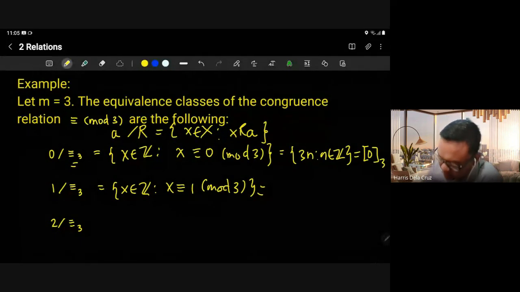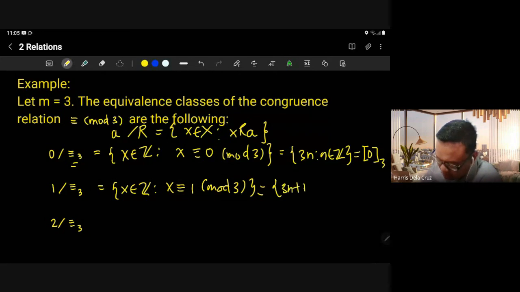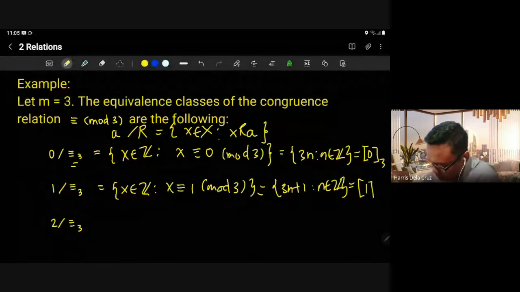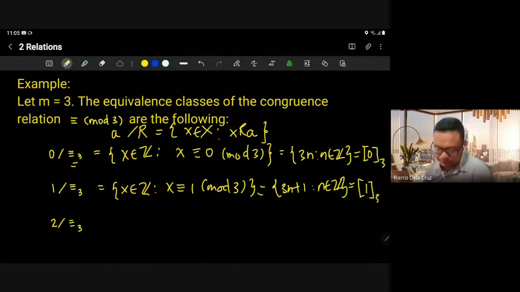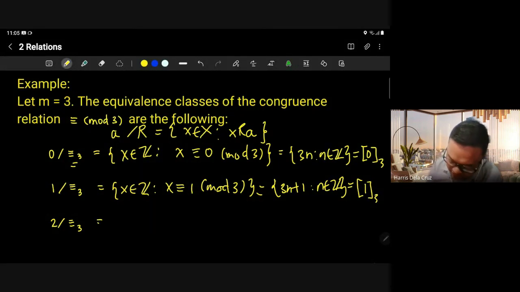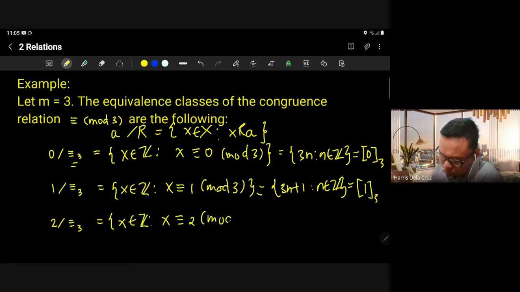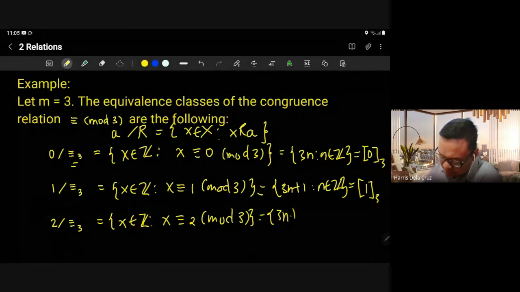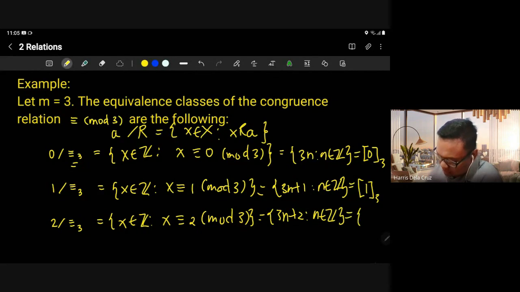Okay? But, again, this is just the set 3n plus 1 for all integers n. Or, in our notation, 1 bracket sub 3. And finally, this set here is all elements x such that x is congruent to 2 modulo 3. And that's 3n plus 2. Or in our notation, that's 2 bracket sub 3.